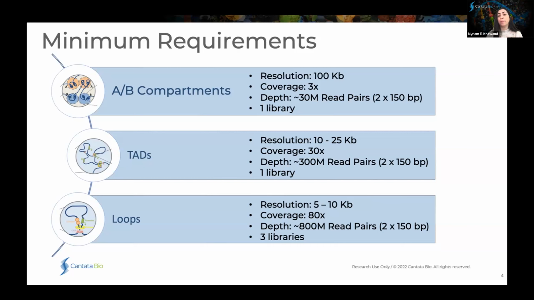And that's really talking about a human genome. And for you to generate those 30 million read pairs, you only need to generate one library, so one 3D genomics library that will support this depth.